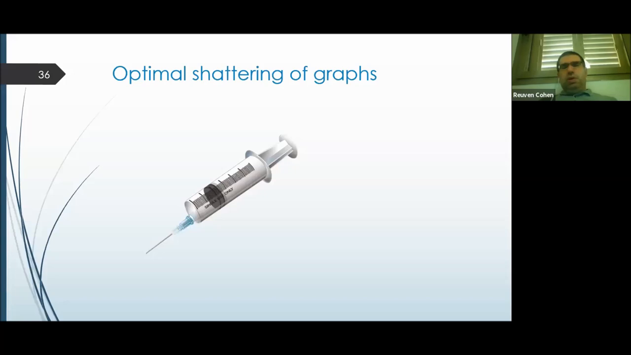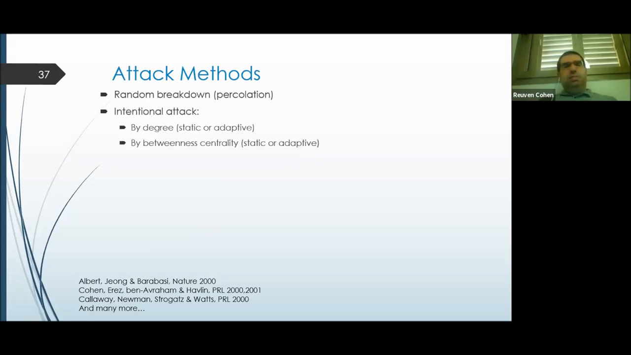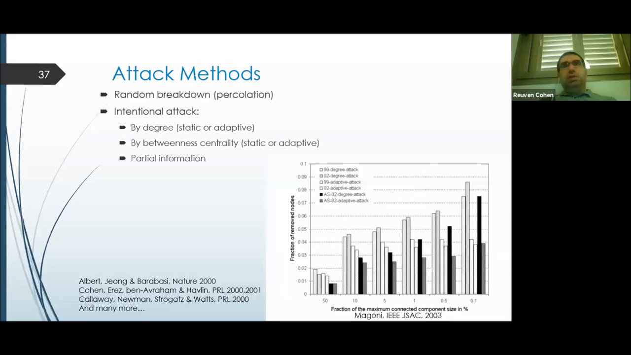Until now, we've spoken about randomly removing nodes or targeted removing, which was targeting the highest degree nodes. However, we can ask a more holistic question. We have random breakdown, where we remove nodes randomly. We have intentional attacks, say by degree, by betweenness centrality, which is a measure of how central a node is to the network, attacks with partial information, etc.